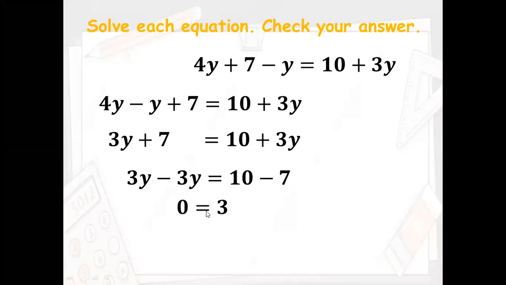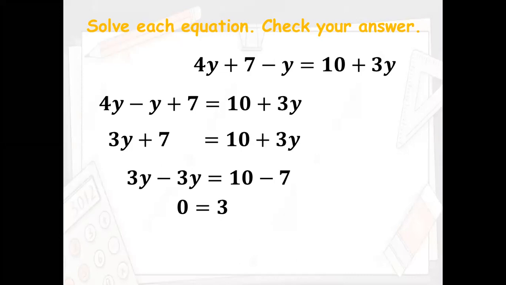Now you could say, 0, why? But 0 has no value on its own, so it's better it remains a 0. So 0 equals 3. Do you think this equation is true? I mean, how can 0 be equal to 3? We never learned anything such. 0 equals 3, no way.